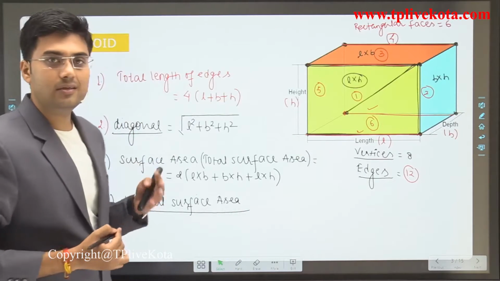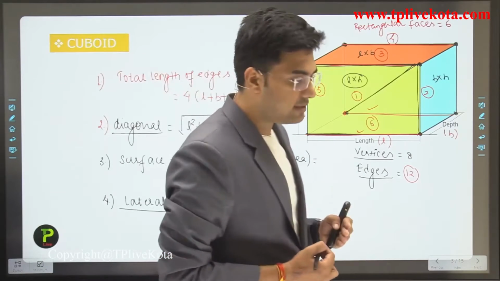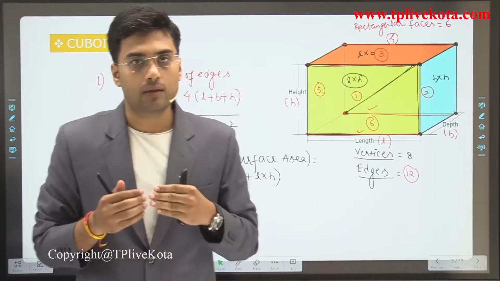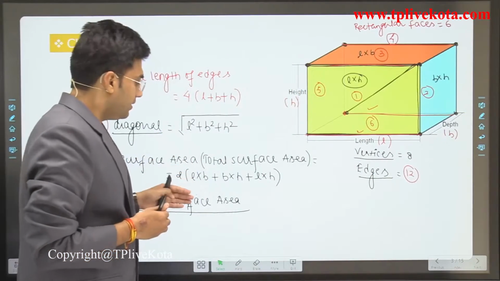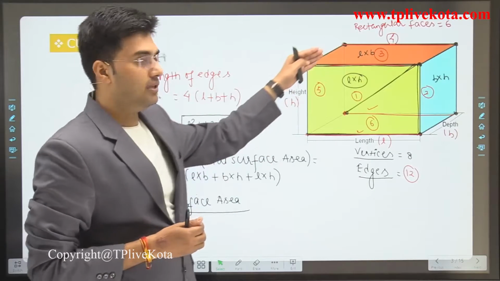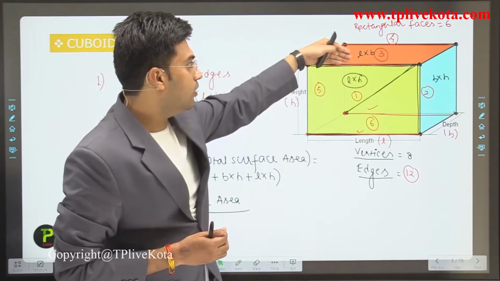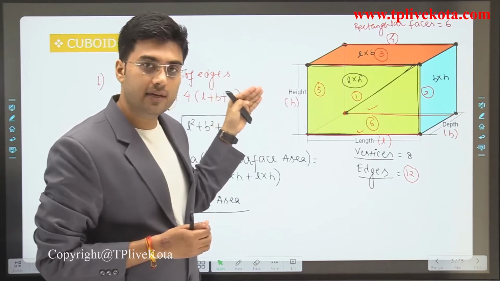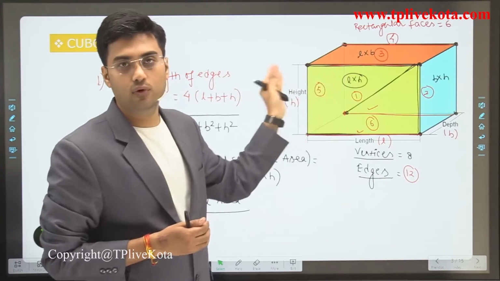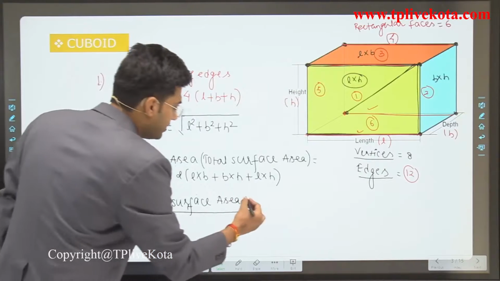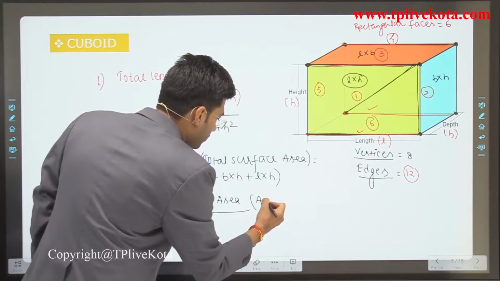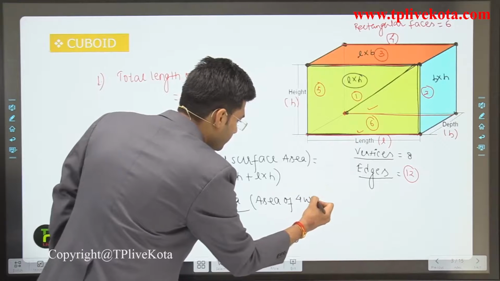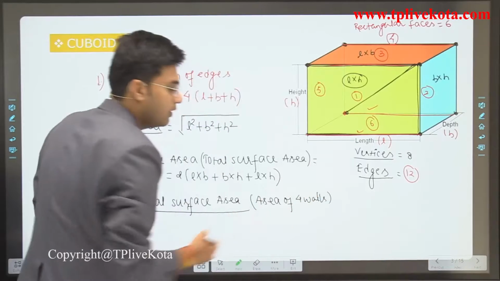Now what is the lateral surface area? Students, lateral surface area is similar to the total surface area, but the difference is that lateral surface area does not include the area of top and bottom. We can say that lateral surface area is the area of 4 walls.